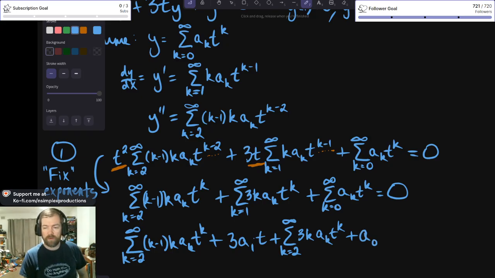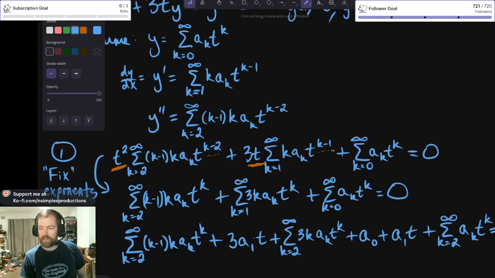So a sub 0 times t to the 0, which is just 1, plus a sub 1 times t to the 1, plus, k goes from 2 to infinity of a sub k t to the k is equal to 0.